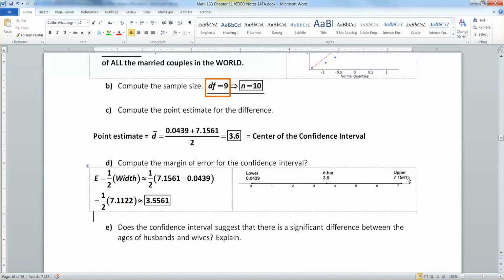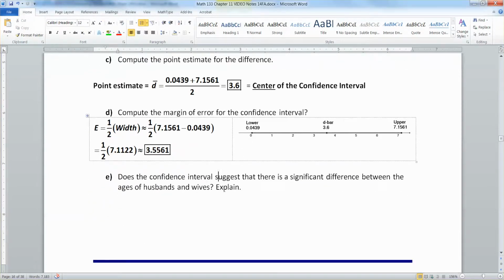You could also find it by subtracting the upper edge minus the center. Since you know d bar in the middle is 3.6, you could take 7.1561, take away 3.6, and you should have 3.5561. Or similarly, you could take the middle, 3.6, and take away the low number. It should be the same thing.